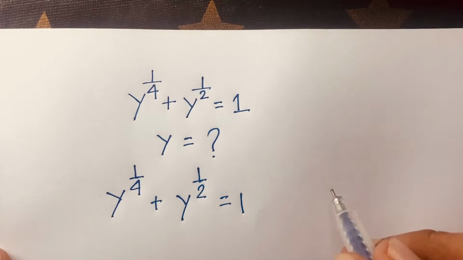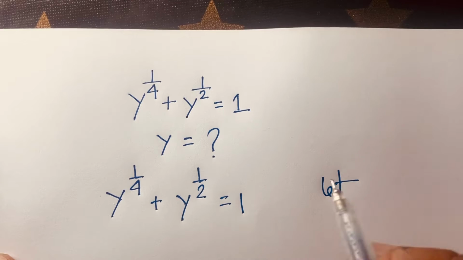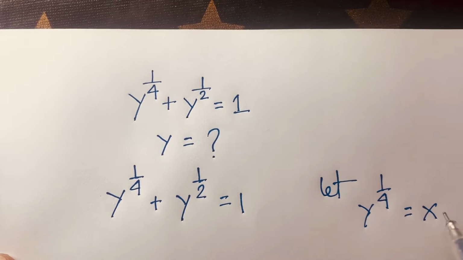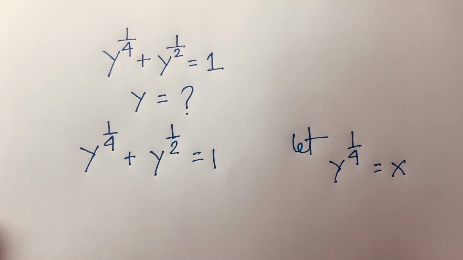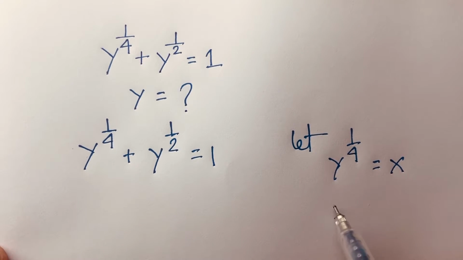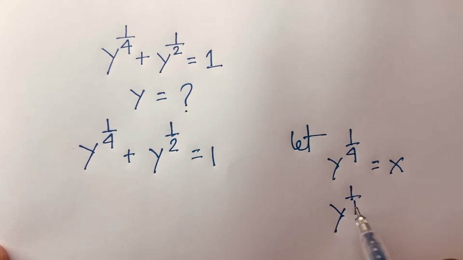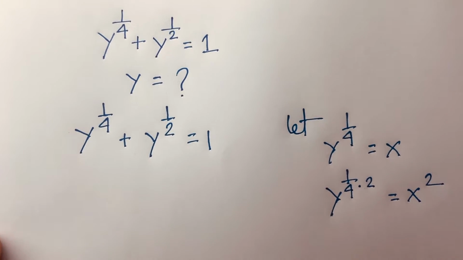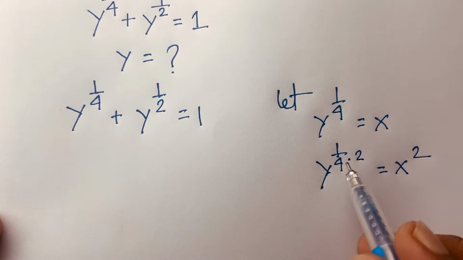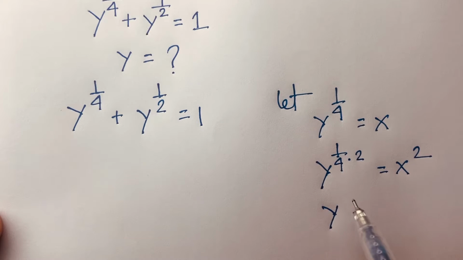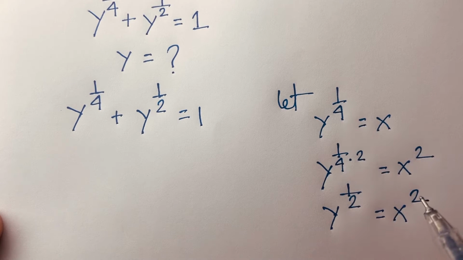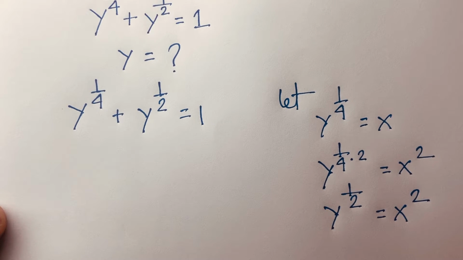First of all, let y to the power 1/4 be equal to x. Then if I square both sides, I can easily say y to the power 1/4 times 2 is equal to x squared. Then 4 divided by 2 is 2, so y to the power 1/2 is equal to x squared. So x is equal to y to the power 1/4, and x squared is y to the power 1/2.